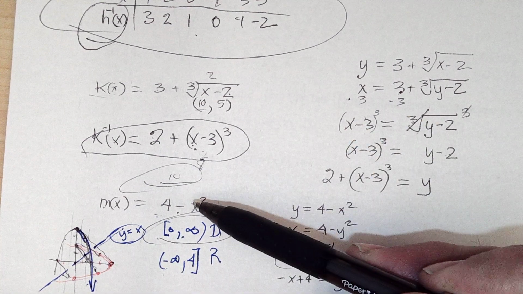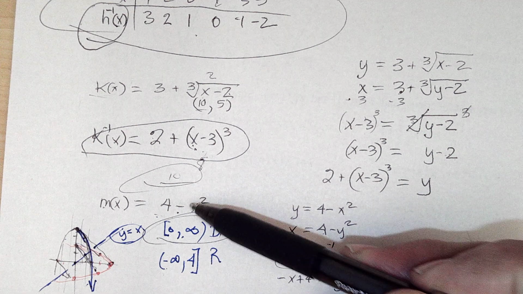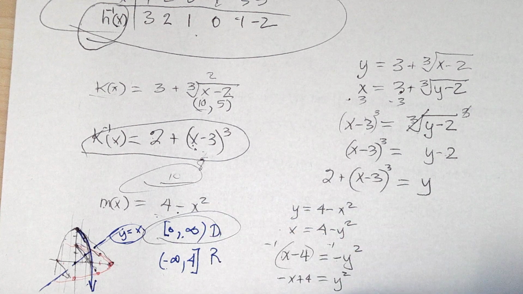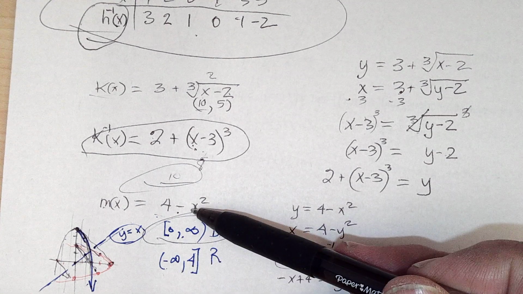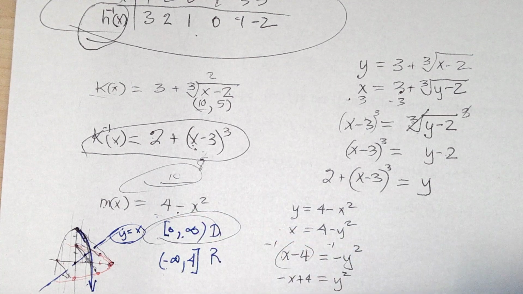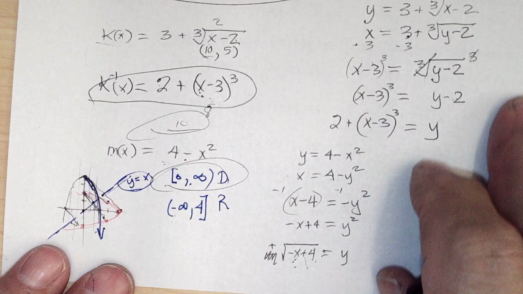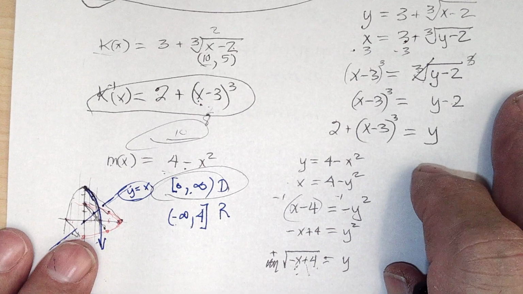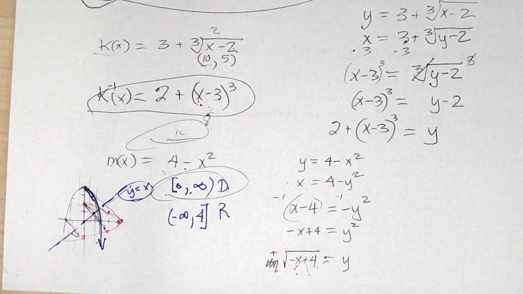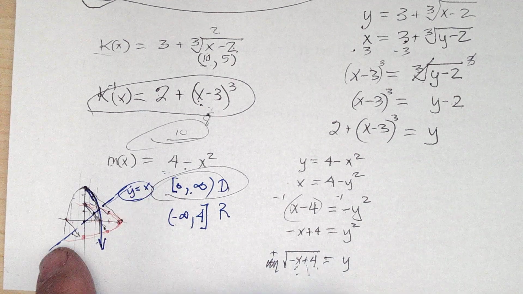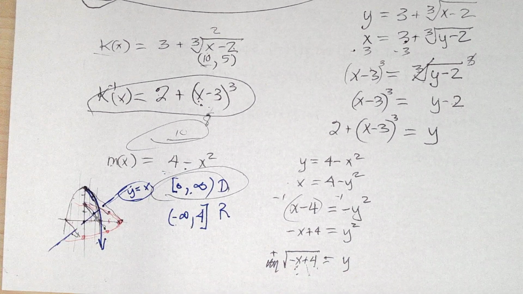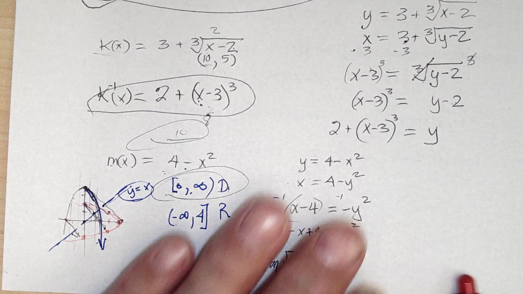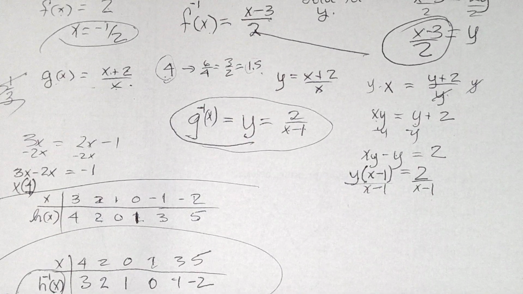So the domain of the original function becomes the range of the inverse, and the range of the original function becomes the domain of the inverse. They swap roles, okay? And we're switching y's and x's. And the only place that doesn't switch is at y equals x. That becomes important to seeing what the inverse looks like. And that's my presentation on inverses.